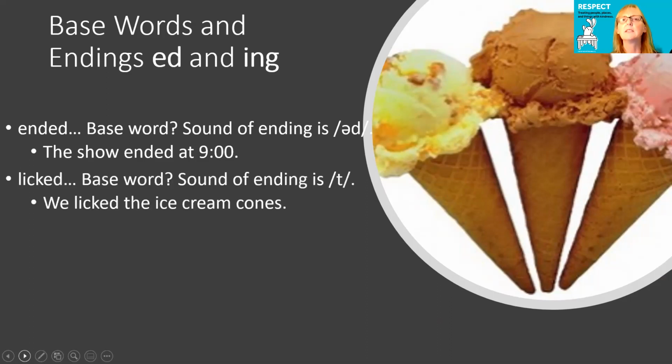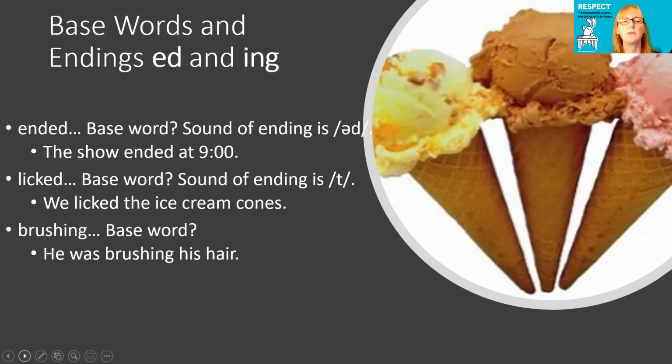Licked, base word, lick, l-i, short I sound. K is the consonant digraph at the end of a one syllable word. C-K together, making the k sound. The sound of the ending is t, licked. We licked the ice cream cones. Licked is spelled though with ed, even though we only hear the t sound.